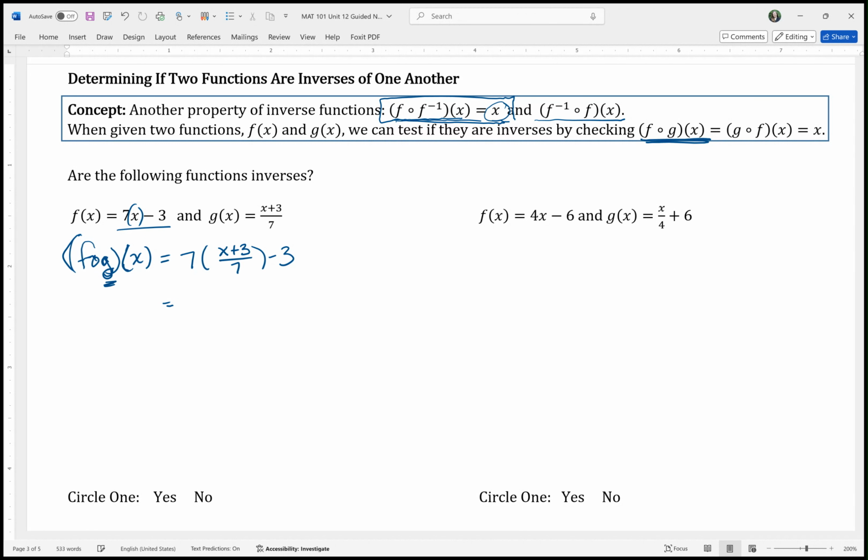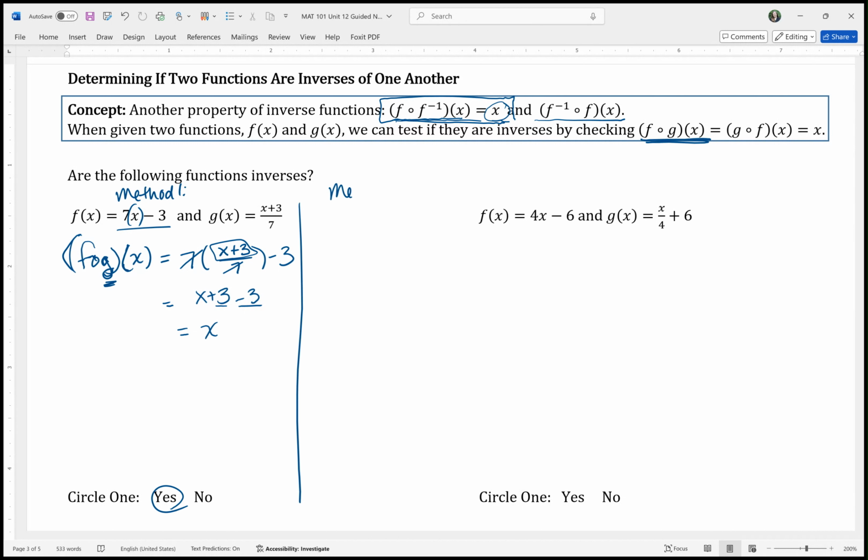Now, simplify. So we've got a 7 outside and a 7 in the denominator, so those are going to cancel. That's going to leave me with x plus 3, and then we have the minus 3, and obviously 3 minus 3 goes away, and that is just x. So are these inverses of each other? In this case, yes. Okay, so I do want to show you one other method. That was method 1.